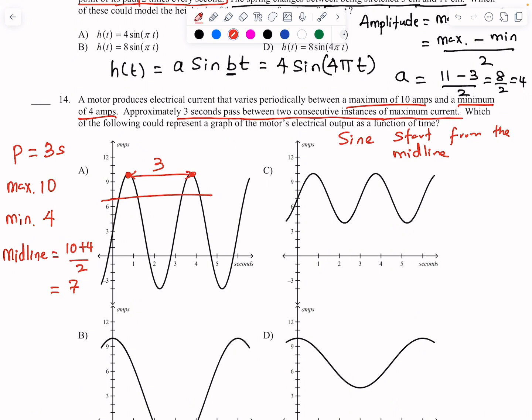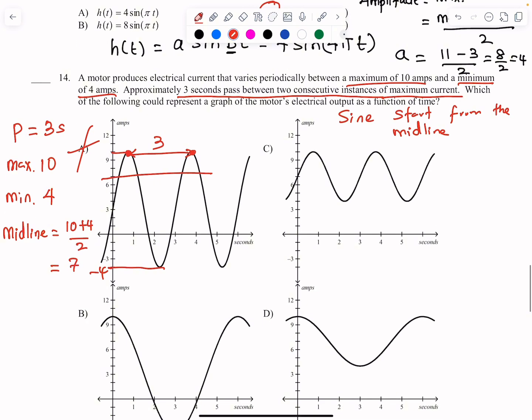So let's go to the next option. If you look at this option, they told me that the minimum is negative 4. So in this case now, the maximum was 10, but the minimum was negative 4. So this option doesn't make sense.